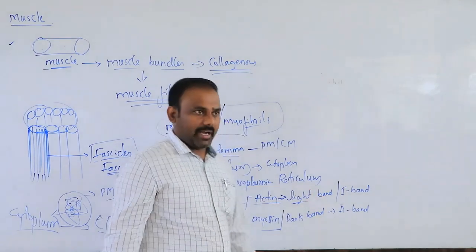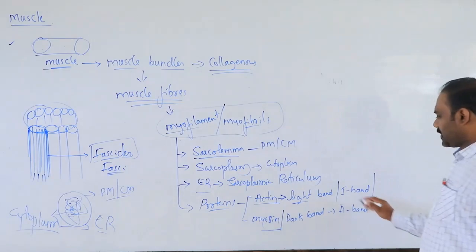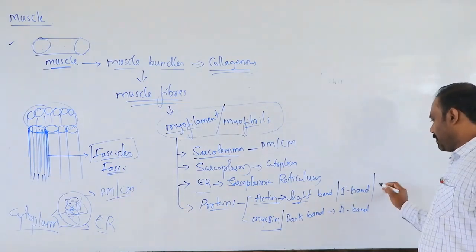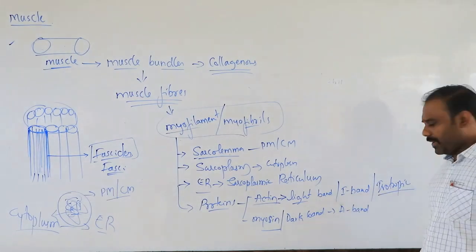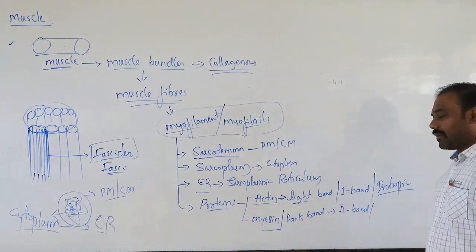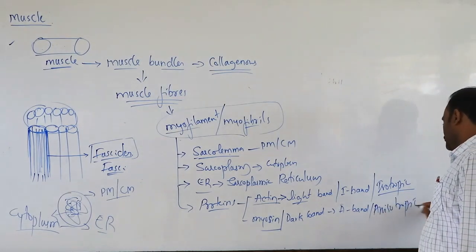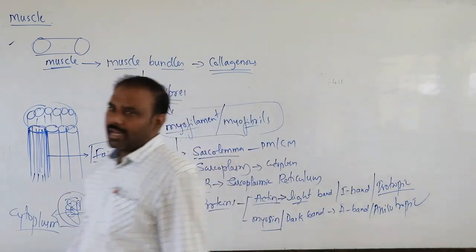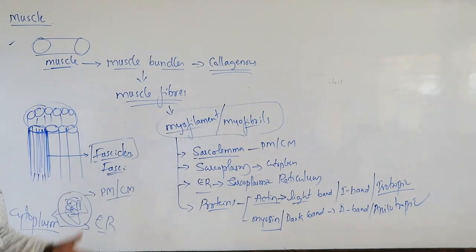And this actin, or the I band, is made up of isotropic protein. Yes, isotropic, and the dark band, or the myosin, is made up of anisotropic protein. Do remember, isotropic and anisotropic bands. These are the kinds of proteins present in the myofilaments or myofibrils. This is the kind of arrangement.